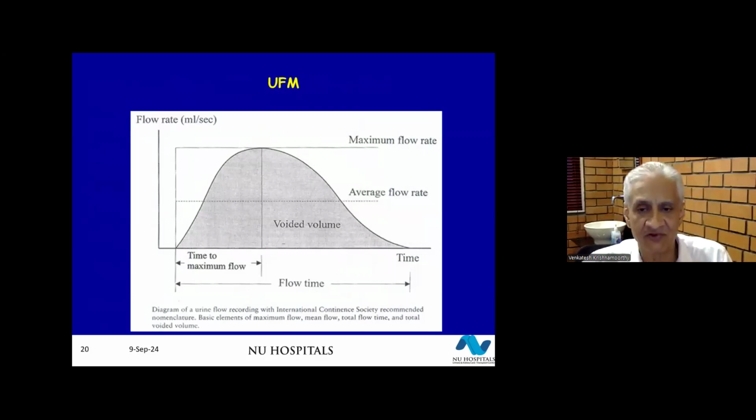This is the normal graph. I won't spend too much time. You people are aware. This is described as a bell-shaped curve, but the ascent is a little sharper than the descent. The time to maximum flow is typically around 33% of the total flow time. The average, as any average should be, will be 50% of the maximum flow. This is the ideal graph to say that this is normal. The y-axis measures the volume. This measures the time.